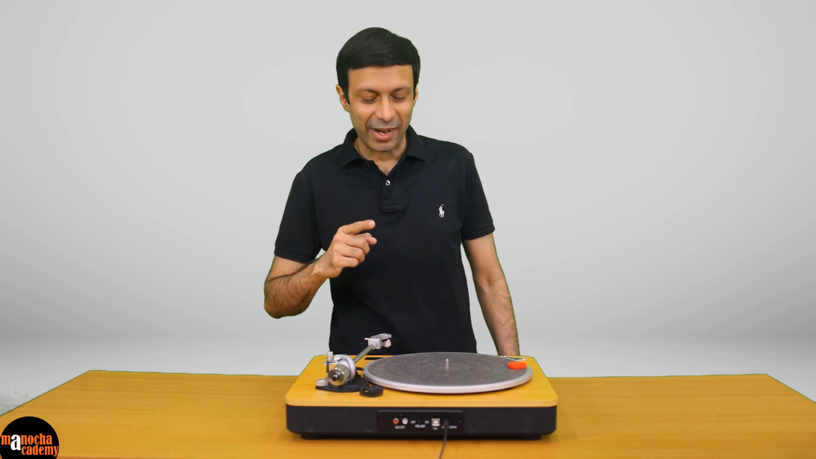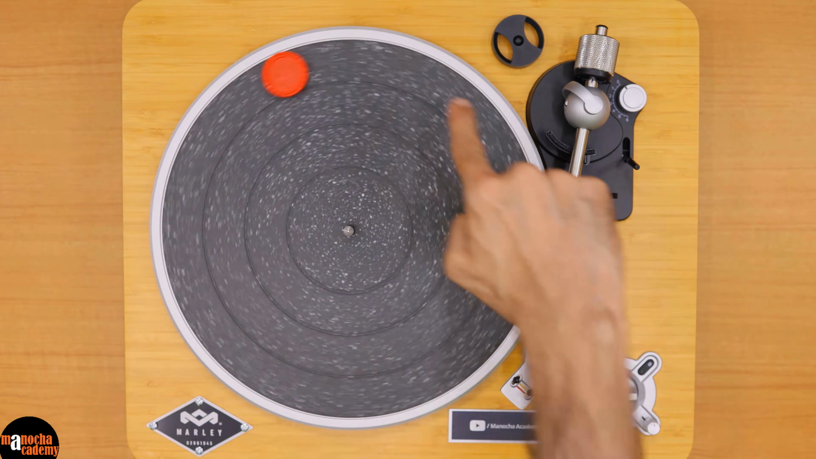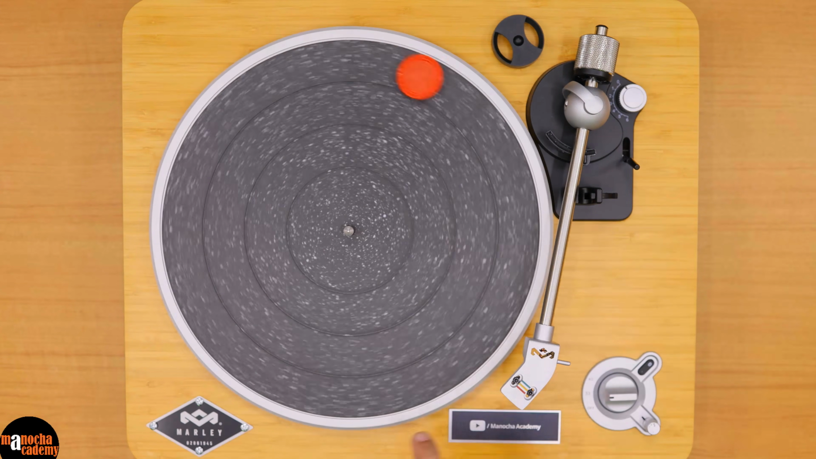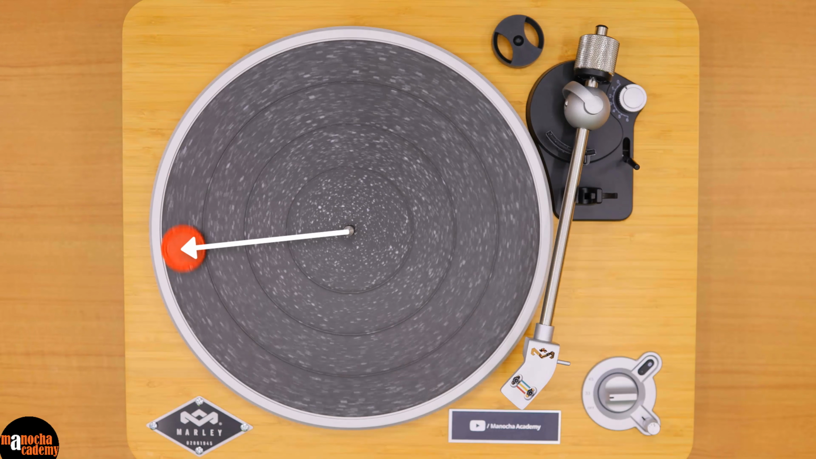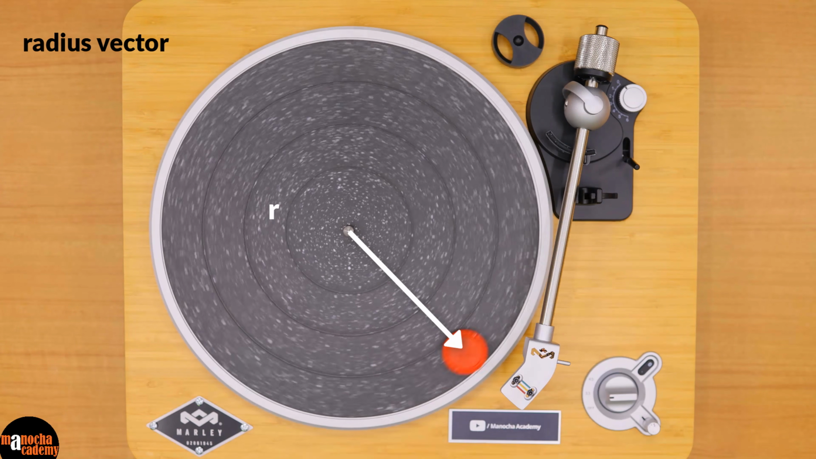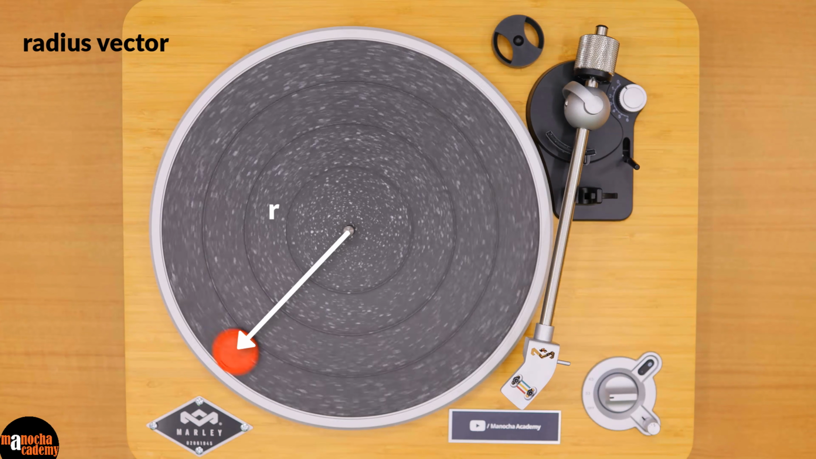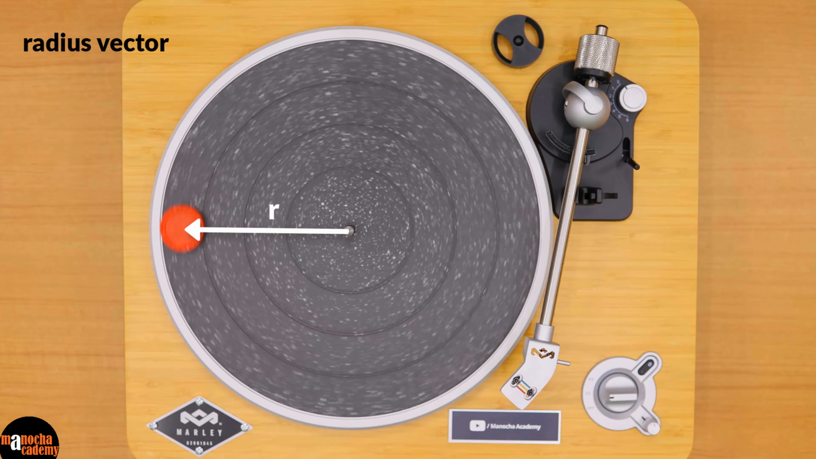Now let's look at our record player. As you can see, the coin is going around in a circle. Let's draw a line from the center of the circle to the coin. This line is the radius of the circle. If we give it a direction, we can call this the radius vector. As the body moves in a circle, the radius vector will move along with it.